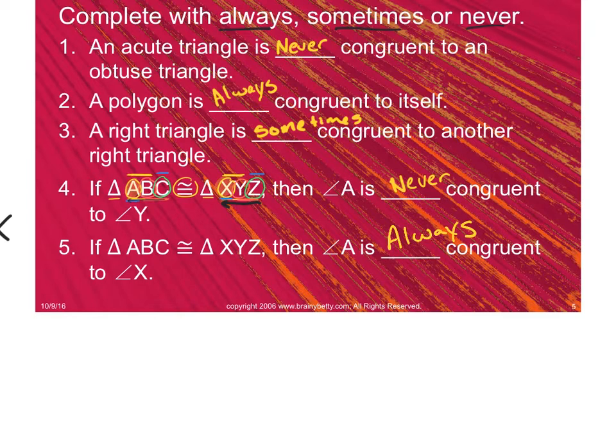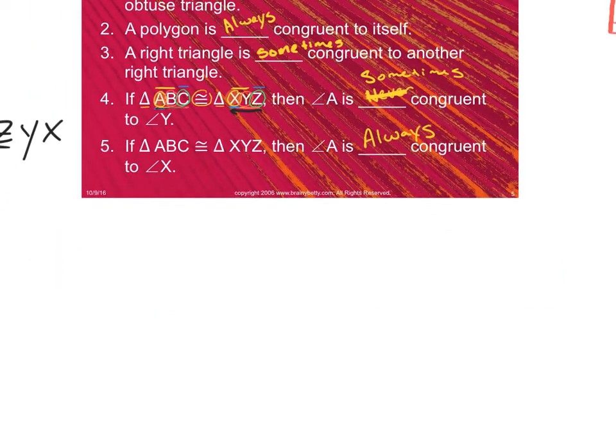Yes, sir. I was going to ask something about number 4. If both triangles were equilateral, wouldn't it be sometimes then? Because it would still be congruent? If triangle ABC is congruent, then angle A is... oh, bravo. Good point. I hadn't even considered that. You're right, that would be sometimes. Here, check it out. Here's what he said. He's got a very valid point here.